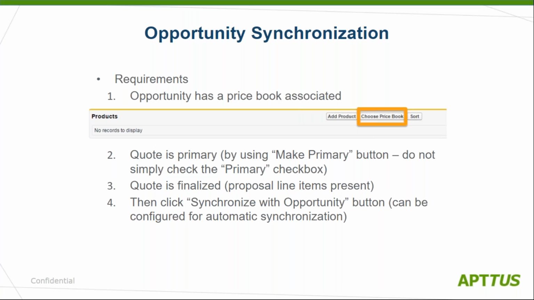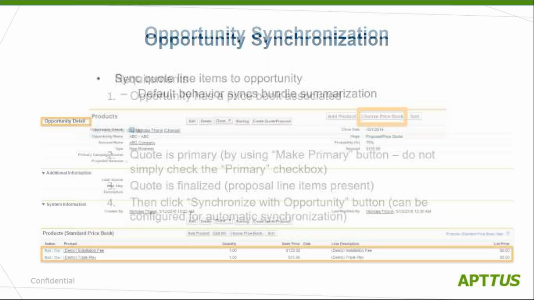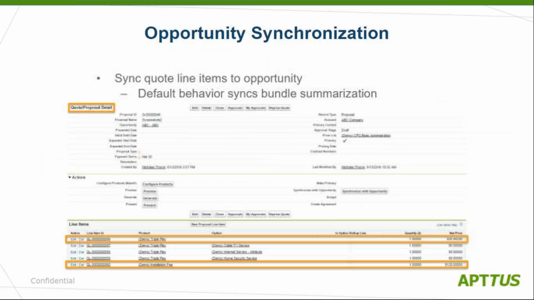So first we have to make sure that the opportunity has a price book. Then we have to make sure that the quote is a primary quote. We do that by clicking on the make primary button. If you see, there is a make primary button here on the quote proposal, just above sync with opportunity.